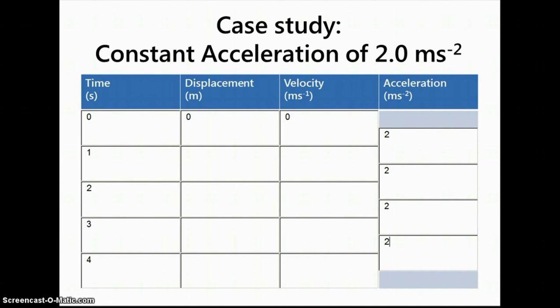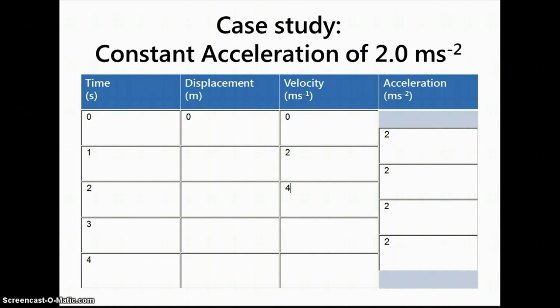So between 0 to 1 second, the change in velocity is 2 meters per second, and therefore, in the first second, the velocity should be 2 meters per second. Now, from the first second to the next, the velocity will also change by 2 meters per second, and therefore, the velocity of the object at the second will be 4 meters per second.